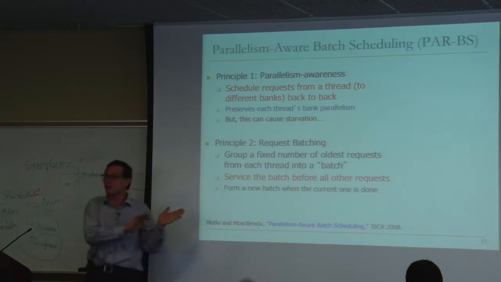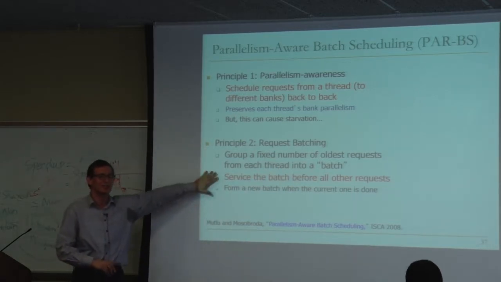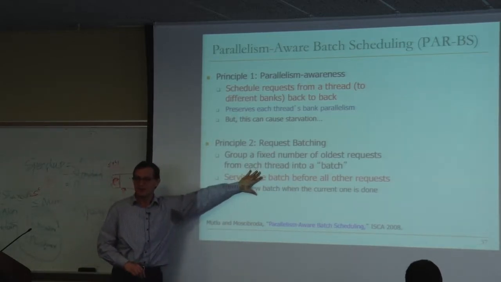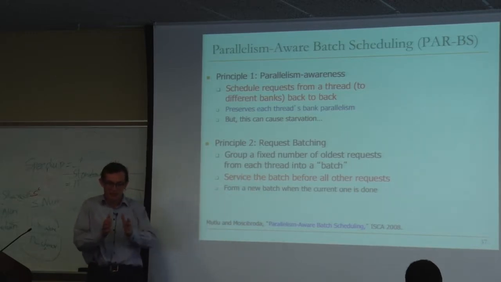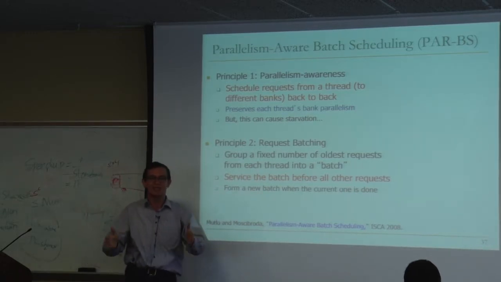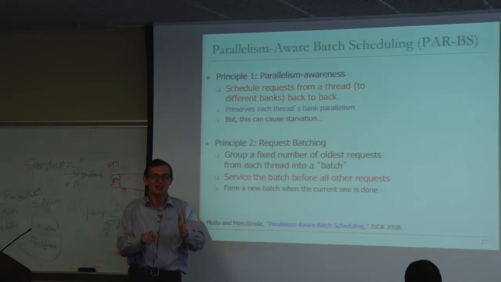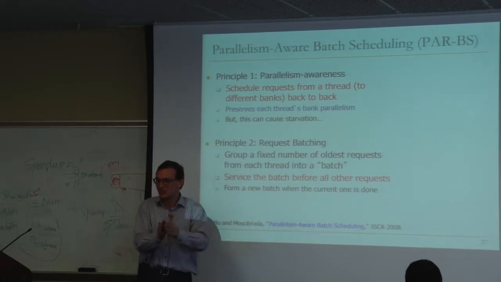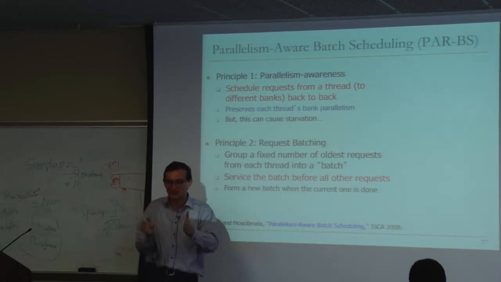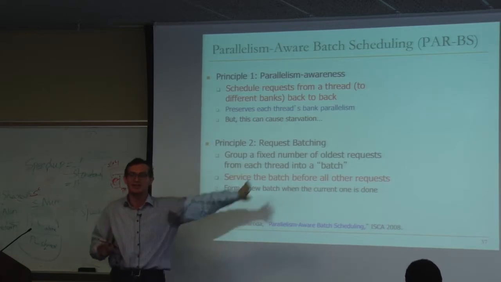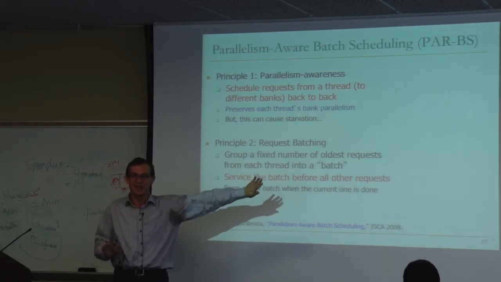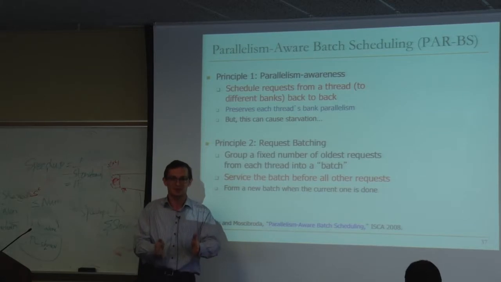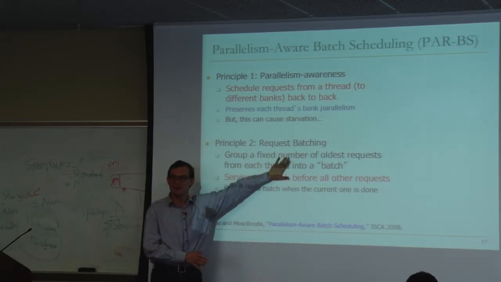Now, this ensures forward progress, right? This is actually a very fundamental principle. If you want to ensure forward progress, but still do some reordering, you create a batch, do the reordering within the batch, but never do reordering across batches. This ensures that the batch you created will complete before anything else in the system. And you make forward progress because the oldest requests are in that batch.